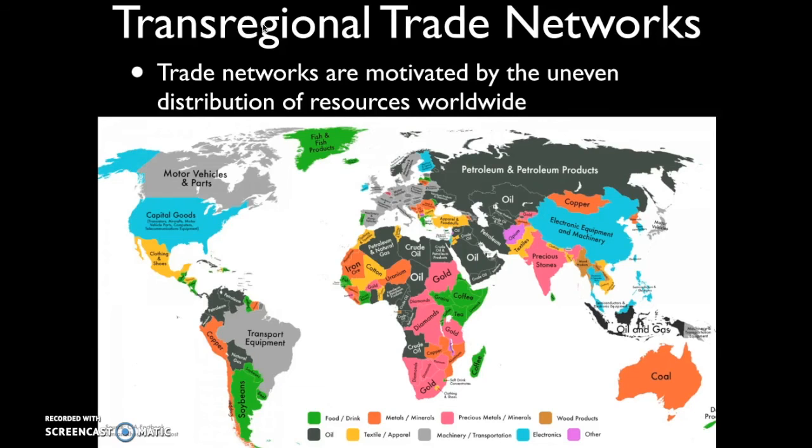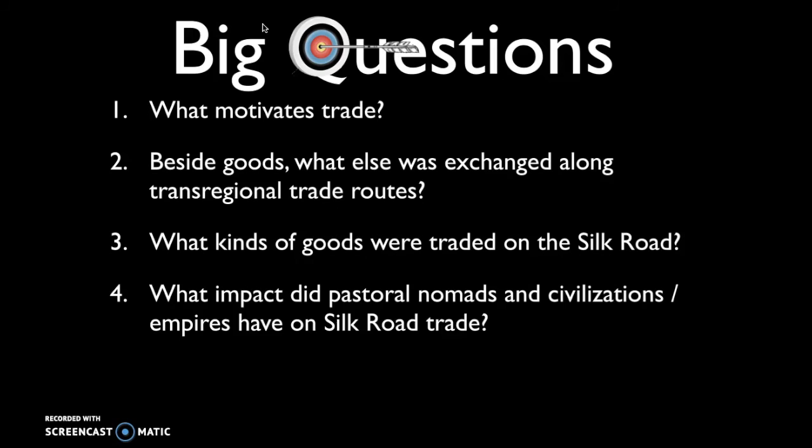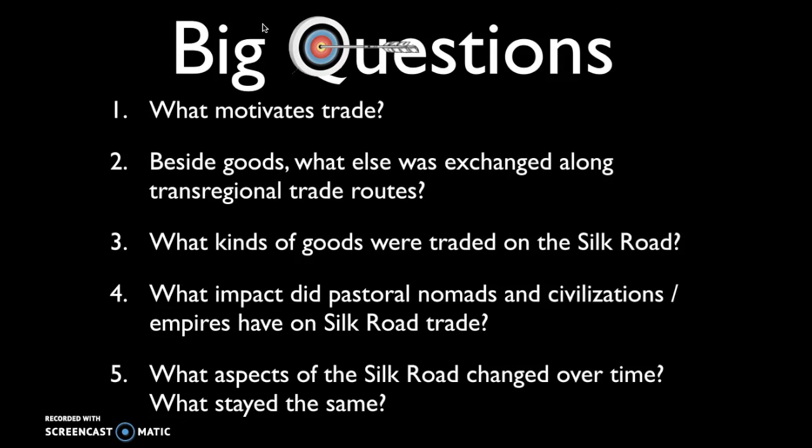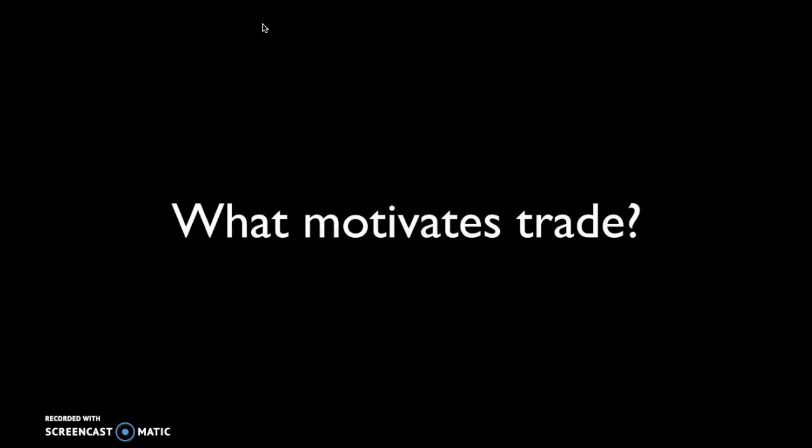Really, trade is motivated by the unequal distribution of resources worldwide. Here we can see a modern day map of every country and their main export, and you can see how diversified the various natural resources that exist in the world were traded on the Silk Road. Fourth, what impact did pastoral nomadic people and civilizations and empires have on Silk Road trade respectively? And fifth, what aspects of the Silk Road changed over time and what stayed the same? So what motivates people to trade?